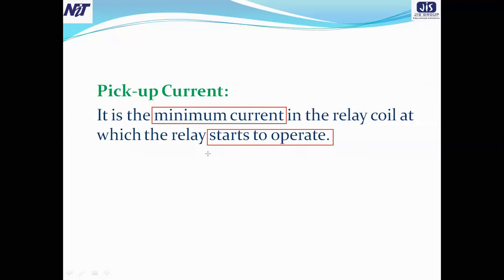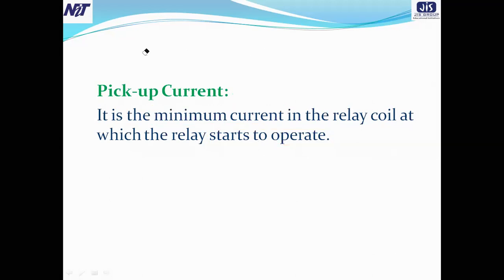So long as the current in the relay is less than the pickup value, the relay does not operate, and the breaker controlled by it remains in the closed position. However, when the relay coil current is equal to or greater than the pickup value, the relay operates to energize the trip coil, which opens the circuit breaker. In this way, the pickup current normally operates.